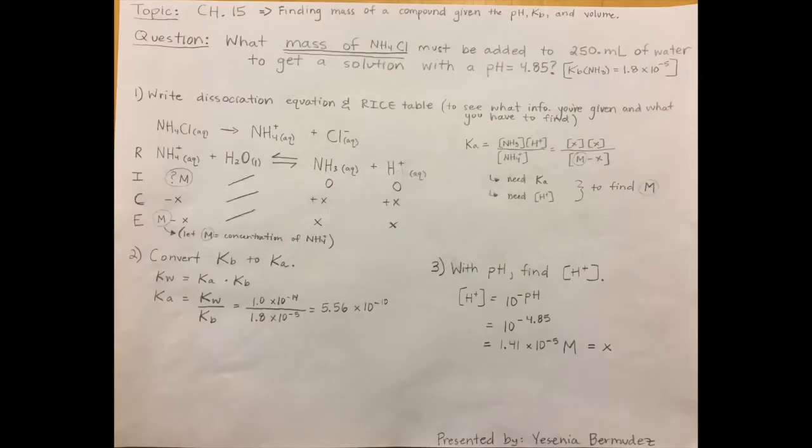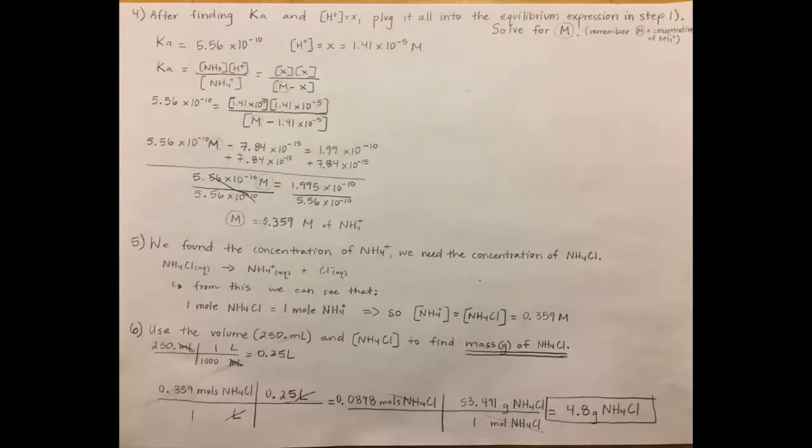To recap the whole process that we just went through, we start off with number 1, write the dissociation equation and ICE table to see what information you're given and what you have to find. Step 2, you convert Kb to Ka. Step 3, with the pH that you were given, find the concentration of the hydrogen ion. Once you find those values, plug them into the equilibrium expression in step 1 and solve for the concentration of the desired compound. Then take that concentration and use the volume and its molar mass to find the mass of the compound in grams.